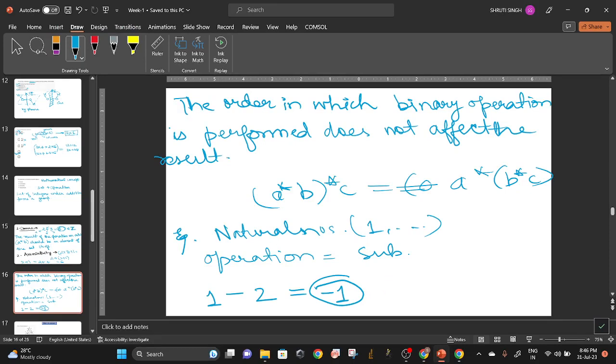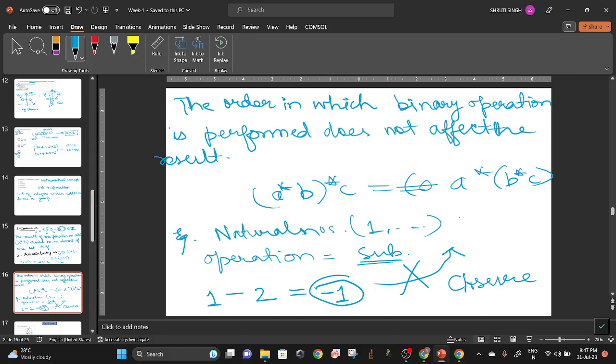But does minus 1 belong to the set of natural numbers? My natural numbers start from 1. The set doesn't contain 0, minus 1, minus 2. It doesn't contain negative numbers. But the answer which I got, 1 minus 2, is minus 1. It does not belong to this set. So the property it is violating is closure. It is not closed. Closed means packed: whatever result you get should be packed in the set itself. But here you are getting minus 1, which is not in the set. So the set of natural numbers under subtraction is not a group.